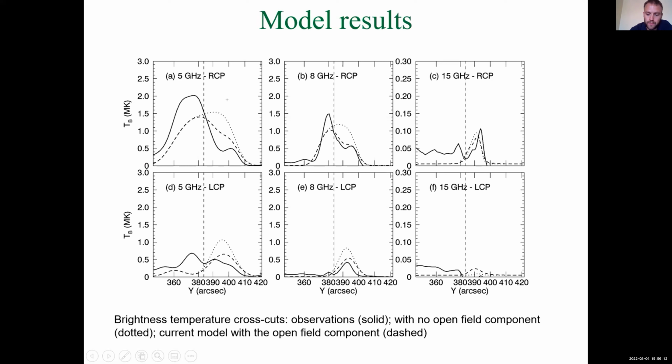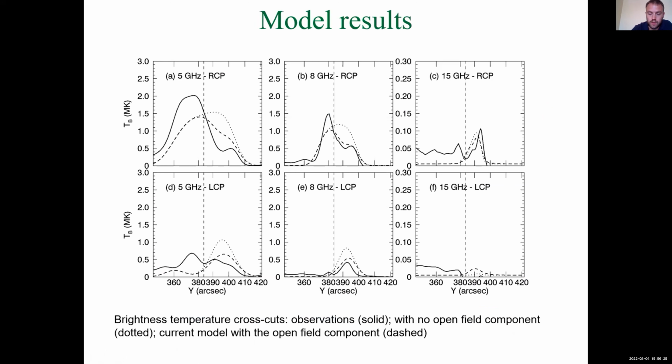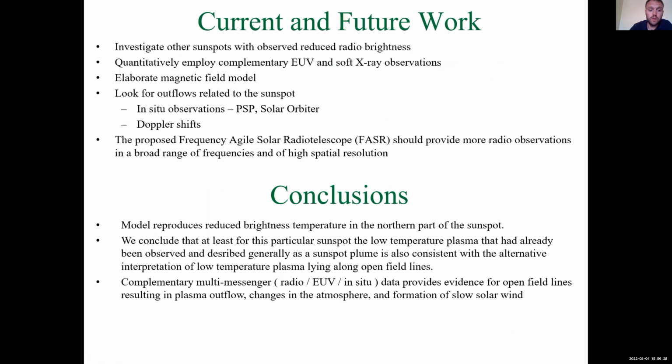It seems that despite using this cross section, there's influence from these bright areas, which I have not completely avoided with my chosen cross section direction. So that's the main science results, and the main conclusions would be that we managed in our model to reproduce this reduced brightness temperature in another part of the sunspot, and it seems that at least for this sunspot, we can interpret this sunspot plume also as low temperature plasma lying along open field lines.